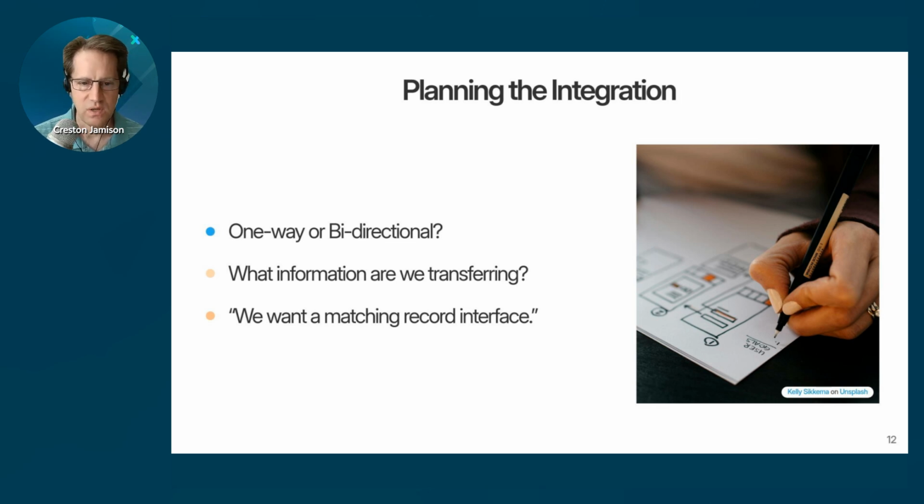So do we want to do a one-way integration or bidirectional, send information back and forth between each system? Second, what information are we transferring? Do we just want to say, hey, this person registered to attend the event, or do we want more information? And then thirdly, they indicated we want a matching record interface. We want to be able to look at a record in advancement form and link it up to the exact record in NXT.